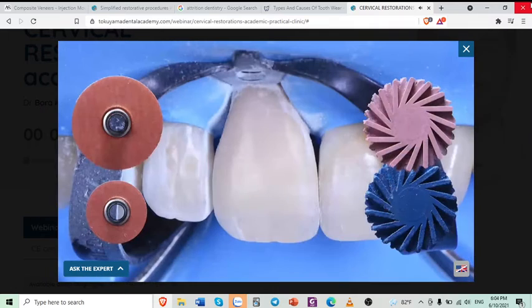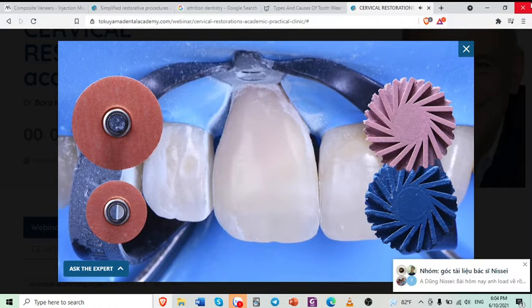But I'm able to fix small irregularities with discs like the ones you see here. They must not have coarse grains. You have to choose the ones with medium or thin grains.